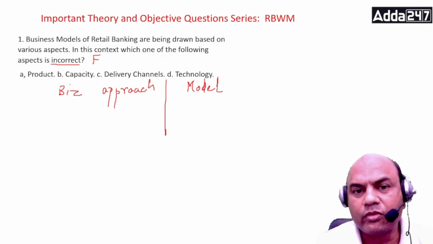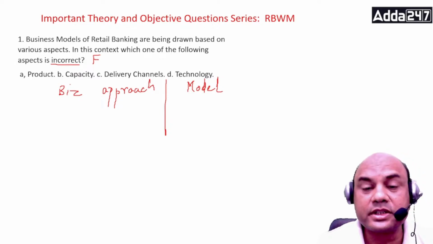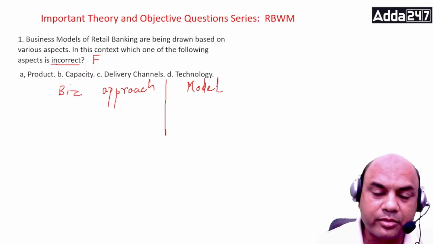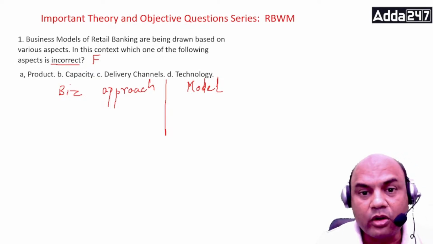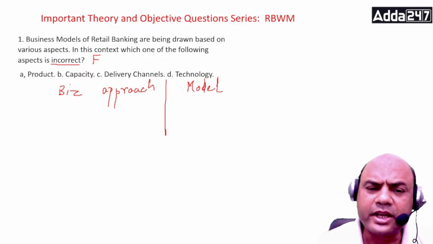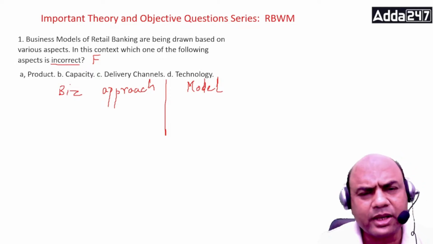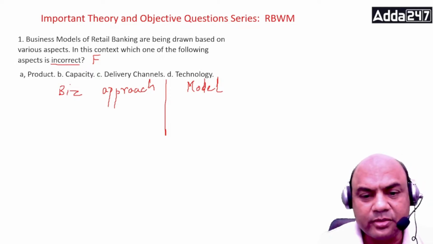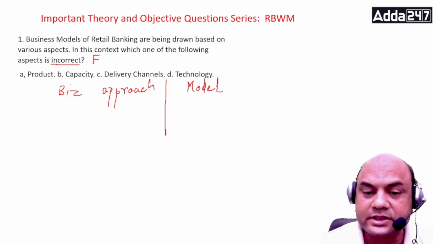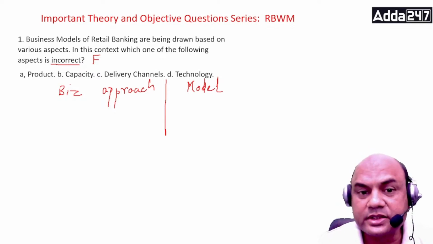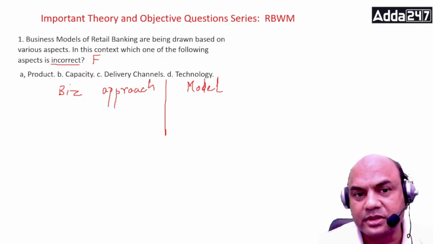Delivery channels. What are the various delivery channels available? Is your delivery channel only branch banking, or is it internet banking, ATMs, or social media banking? Which is your delivery channel? And the last one, technology. What is the level of your technology? Some banks might be lagging in technology, some might be advanced. To achieve market share through retail banking, the bank has to adopt various strategies and models. Increase the alternative delivery channels as much as possible.